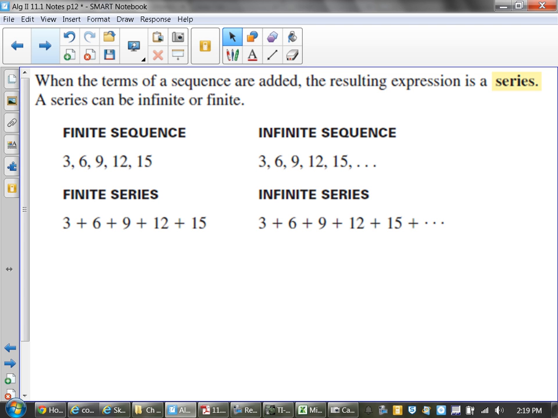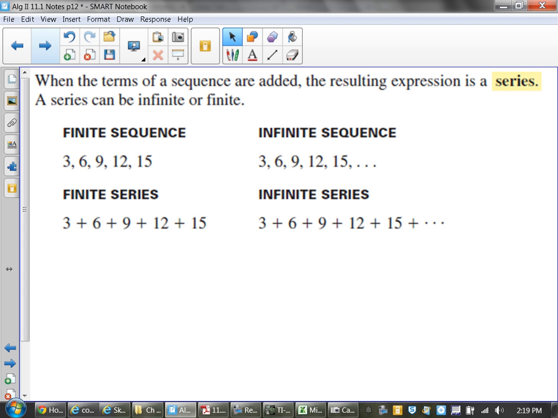But I didn't. Let's take a look at what the difference here is between a sequence and a series. What's the big difference between a sequence and a series? It should be glaringly obvious. Addition. A finite sequence is just a list of numbers. A finite series is you're adding up all of those numbers.